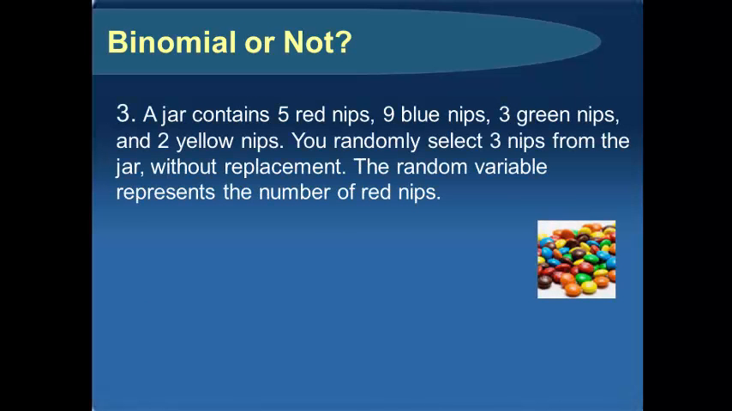Another example. A jar contains 5 red nips, 9 blue nips, 3 green nips, and 2 yellow nips. You randomly select 3 nips from the jar without replacement. The random variable represents the number of red nips. It is not a binomial experiment. Why? Because there are more than 2 possible outcomes.